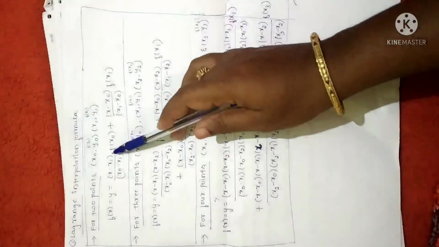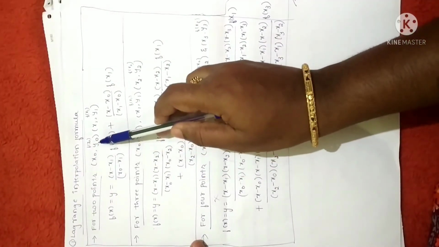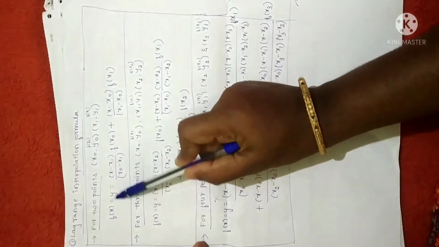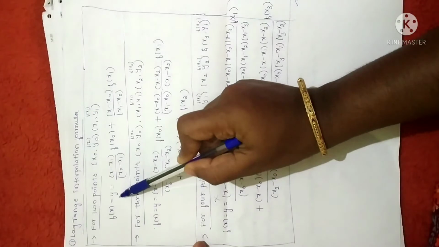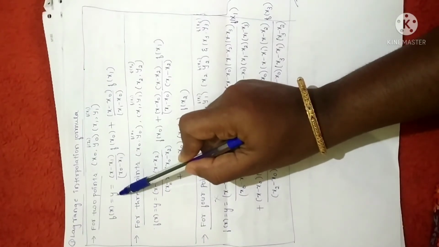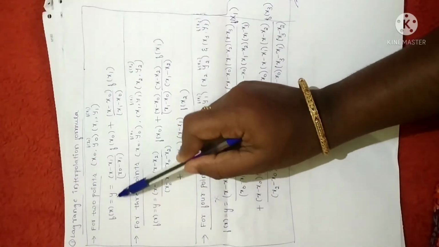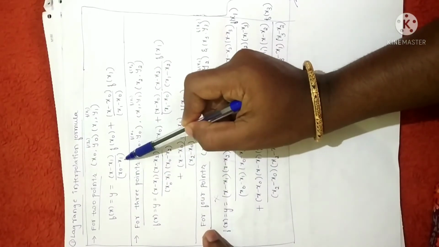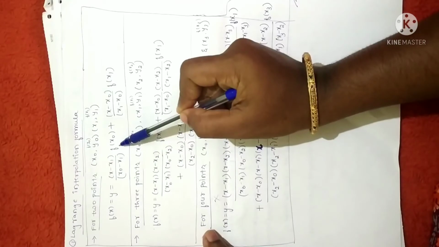So let me tell you. Suppose if 2 points are given, x0, y0 and x1, y1, then the Lagrange interpolation formula will be f of x is equal to, f of x is none other than y. Usually we denote the function as y. That is y is equal to f of x, one and the same. Is equal to x minus x1 divided by x0 minus x1 into f of x0.